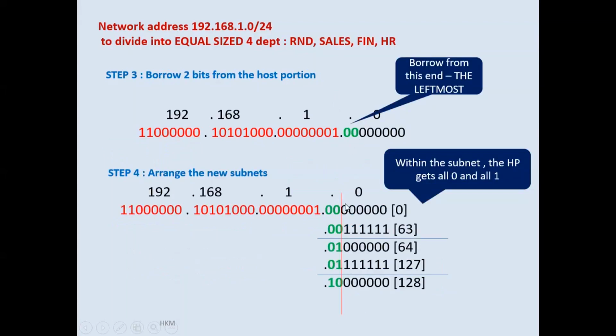What does this line mean? This line means now that these 2 bits, they belong as part of the network portion. They are not part of the host portion anymore. So then, if you see here, all zeros, because initially there were 8, we borrowed 2, so now the new host portion for the new subnets would only have 6 bits. So all 0s will give you the network address, all 1s will give you the broadcast address.